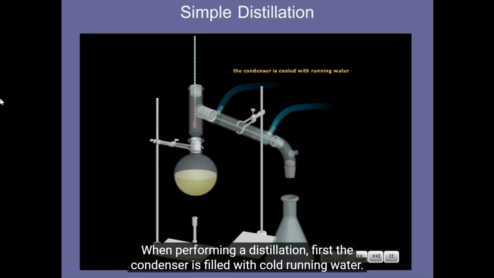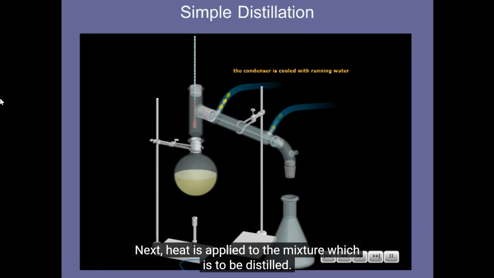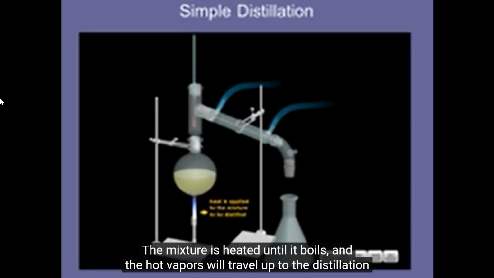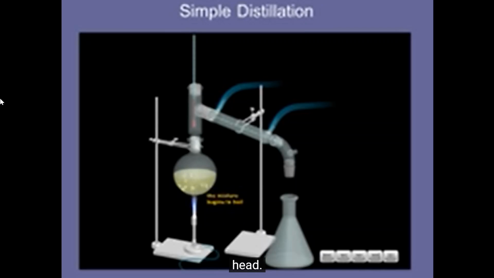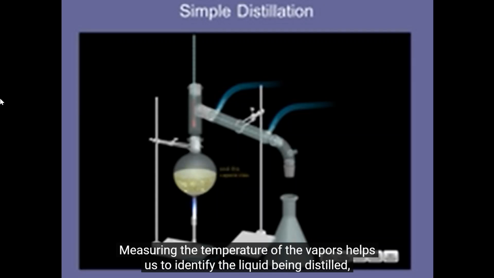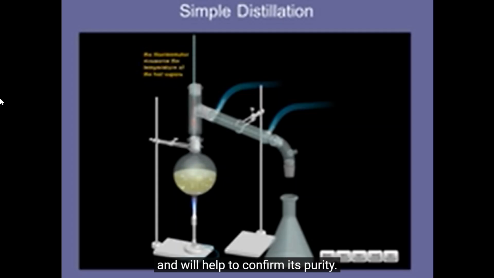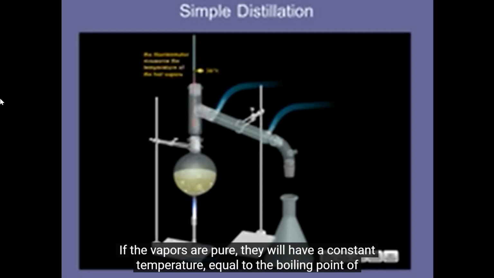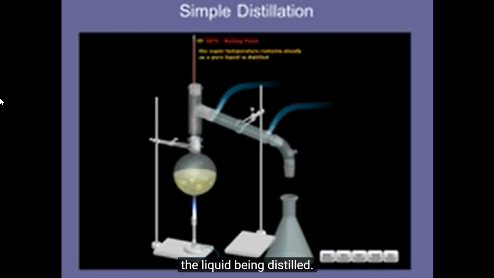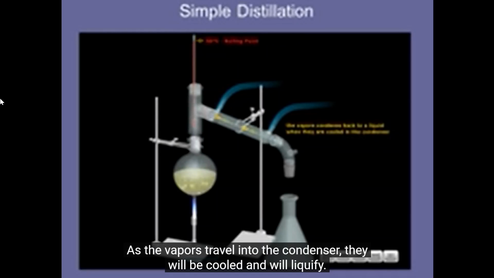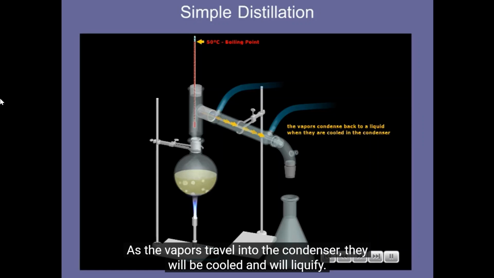When performing a distillation, first the condenser is filled with cold running water. Next, heat is applied to the mixture which is to be distilled. The mixture is heated until it boils, and the hot vapors will travel up the distillation head. Measuring the temperature of the vapors helps us to identify the liquid being distilled and will help to confirm its purity. If the vapors are pure, they will have a constant temperature equal to the boiling point of the liquid being distilled. As the vapors travel into the condenser, they will be cooled and will liquefy.